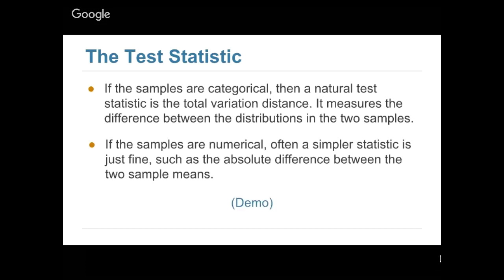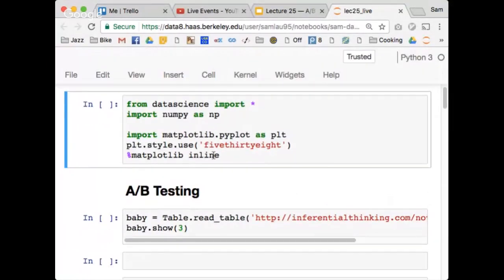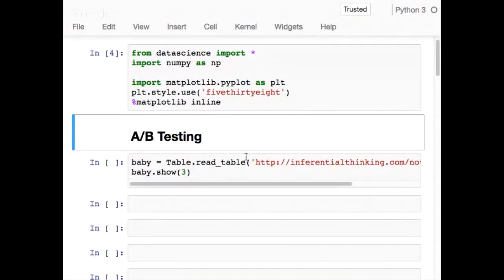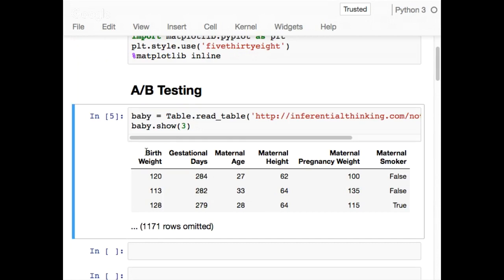OK, cool. So let me do a demo. Full screen. What we have here is the same table that I had from yesterday, which was looking at data on newborn babies. I mentioned before that they were trying to look at whether or not the mother's smoking was related to any aspect of the baby, like the weight or pregnancy weight. So the idea here is, is there a relationship between smoking and weight?